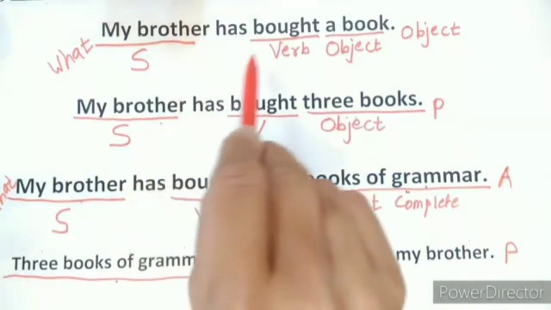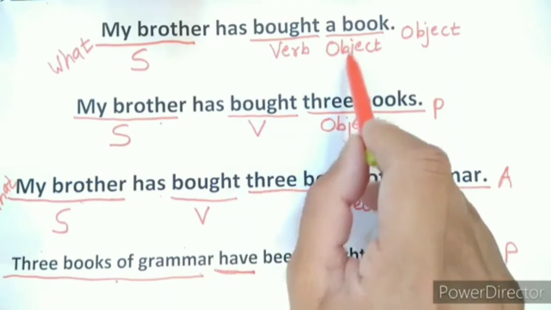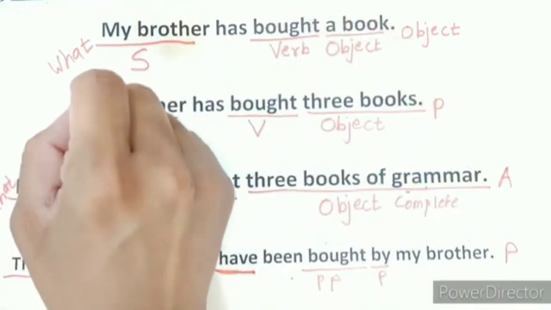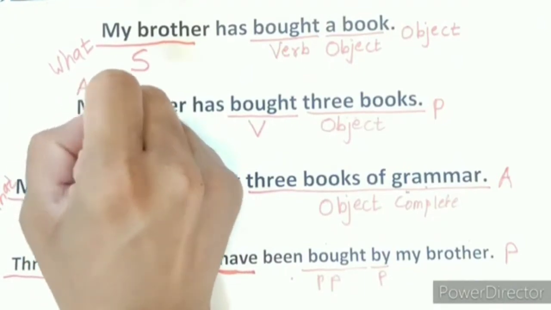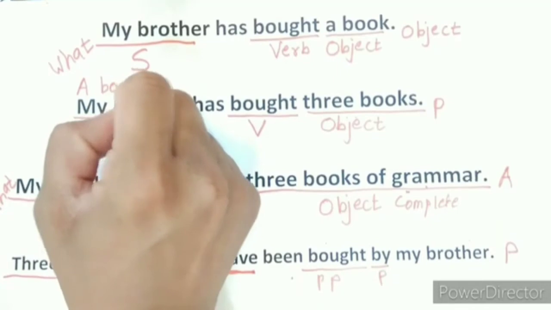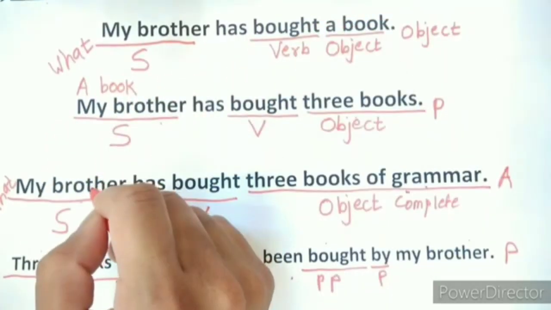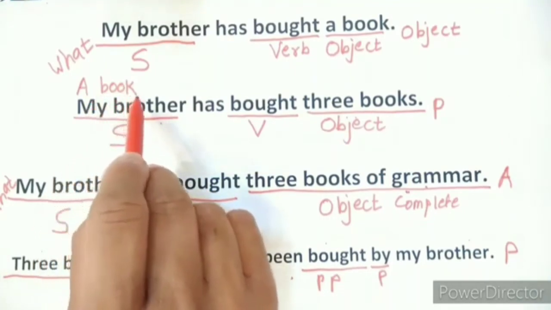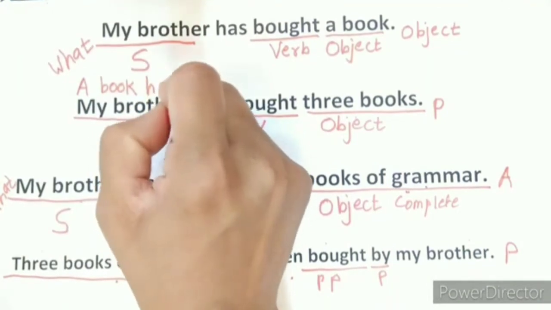Now let us come to the first sentence. How can we transform this first sentence into passive voice? The sentence from the passive voice will begin with the object. And what is the object from the given sentence? A book. Since the object is in a singular form, a book, we will use the helping verb has here.